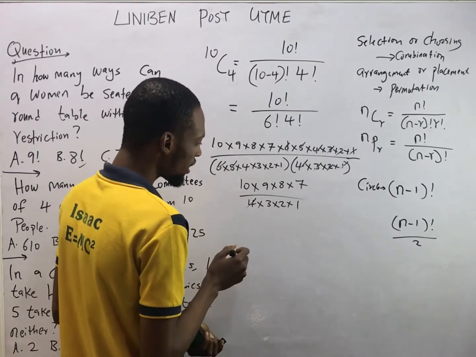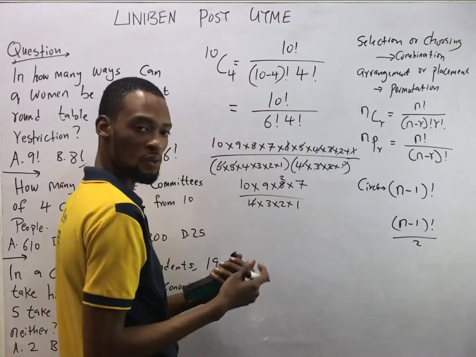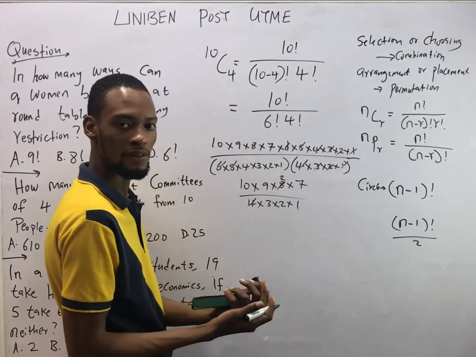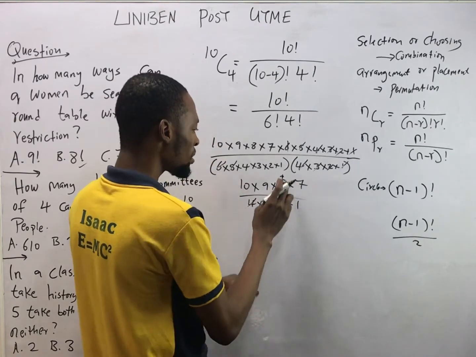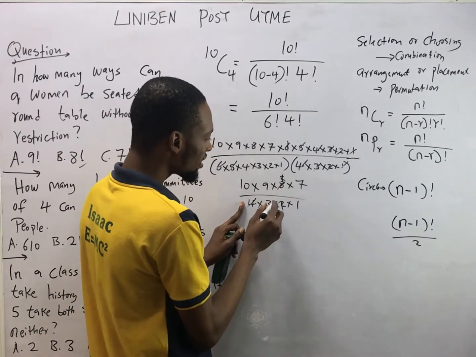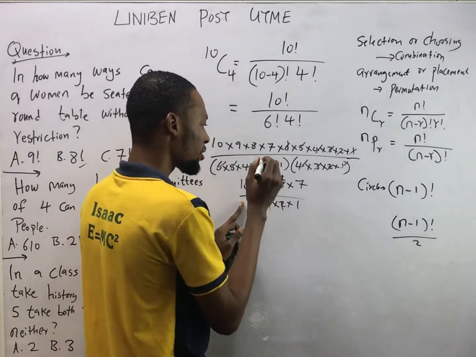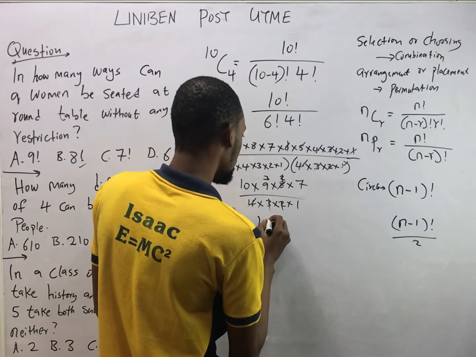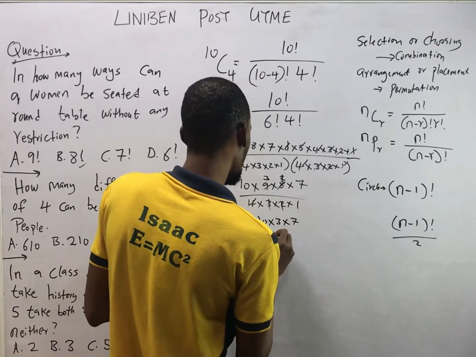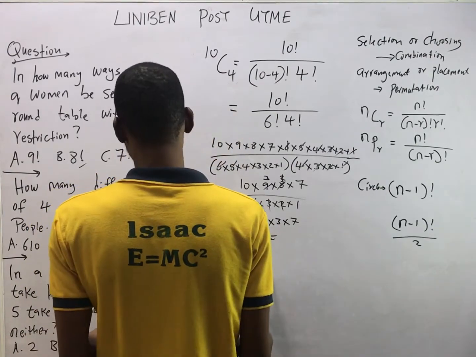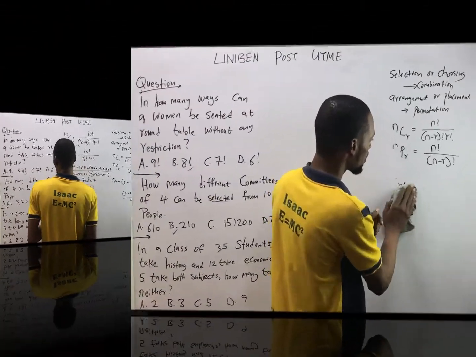If I cancel this 4 here now and cancel this 8, here will be 2. 4 divided by 4 is 1. 8 divided by 4 is 2, right? So this 2 divided by this 2. So that means we've divided this and this. 3 divided by 3 is 1. 9 divided by 3 will give you 3. So this is 10 times 3 times 7. So this will give you 70 times 3. And everything should give you 210. So 210 is the answer.